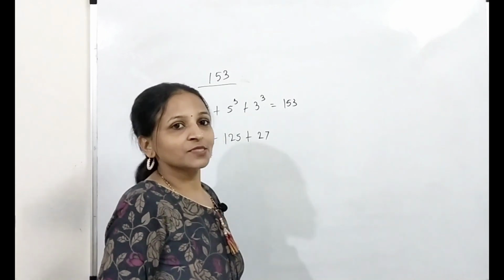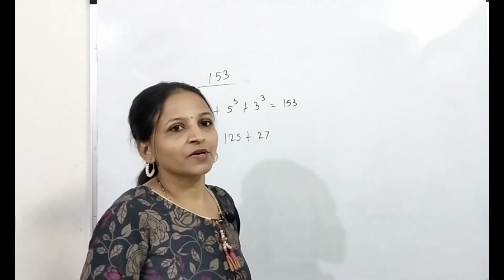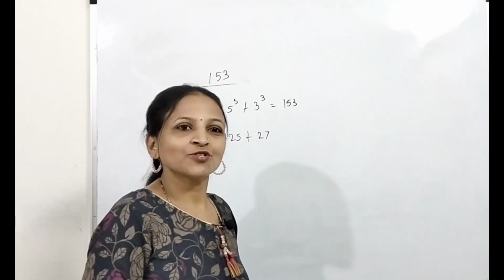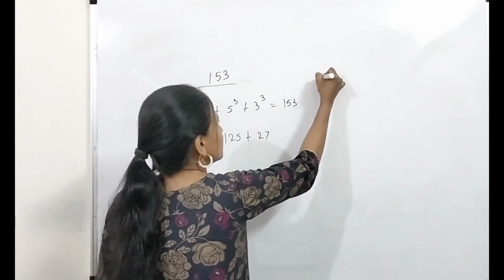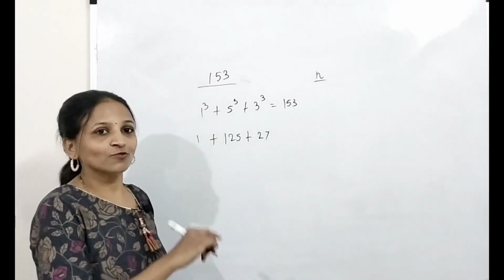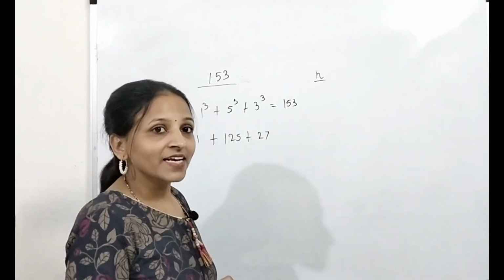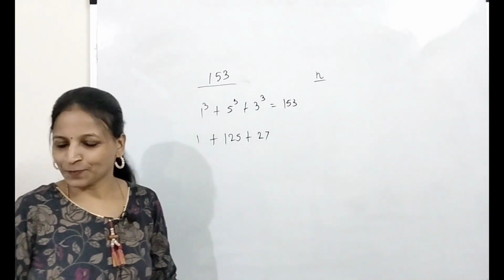Now in C++, how can we do this program? First we have to accept that number from the user and then we will check whether that number is Armstrong or not. Let the accepted number be n. Okay. Now first we have to see the logic for the Armstrong number. Here we will consider that n is 153 and then we will see the logic.